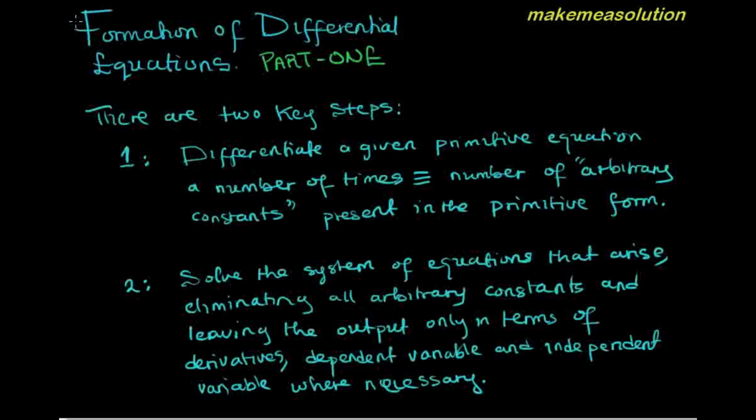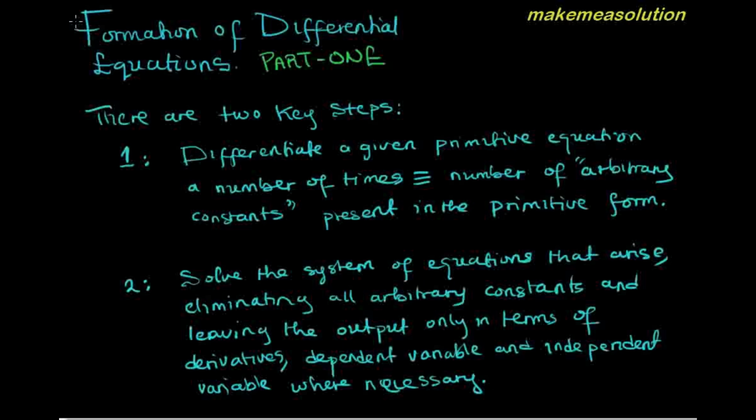So this means that given a primitive equation, for instance, you're going to count the number of arbitrary constants that you can see in that primitive form. Now you're going to differentiate that particular primitive form according to the number of arbitrary constants present. If there is one arbitrary constant, you're going to differentiate one time. If there are two arbitrary constants present, you're going to differentiate two times, and so on and so forth.